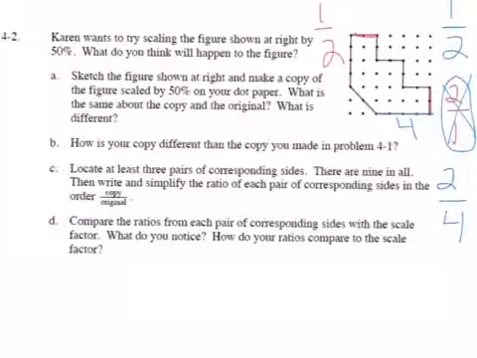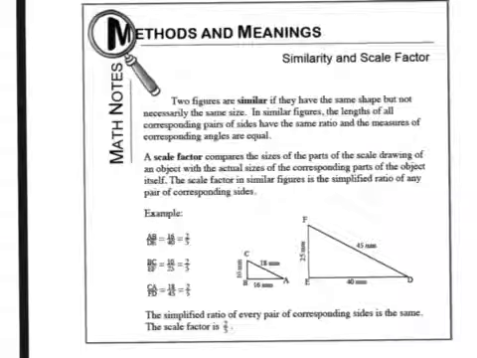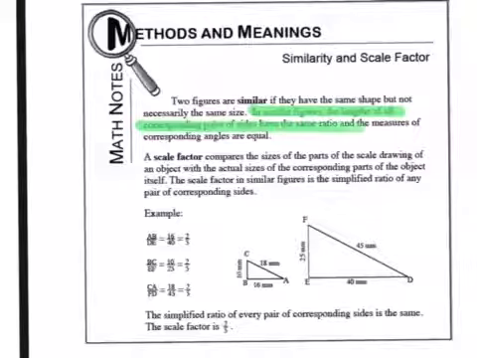Let's take a look at the toolkit entry next. Alright, so here I have the toolkit entry on similarity and scale factor. It says two figures are similar if they have the same shape, but not necessarily the same size. In similar figures, the length of all corresponding pairs of sides have the same ratio. I'm going to highlight that. In similar figures, the length of all corresponding pairs of sides have the same ratio, and their corresponding angles are equal. That's important to know.